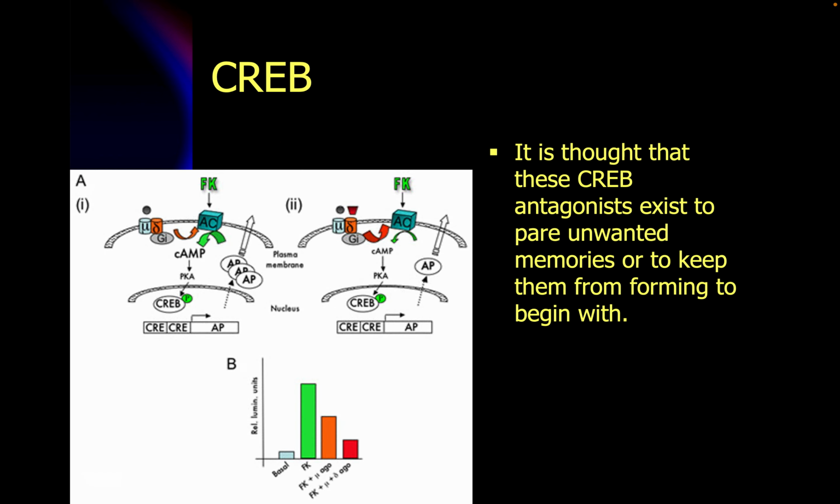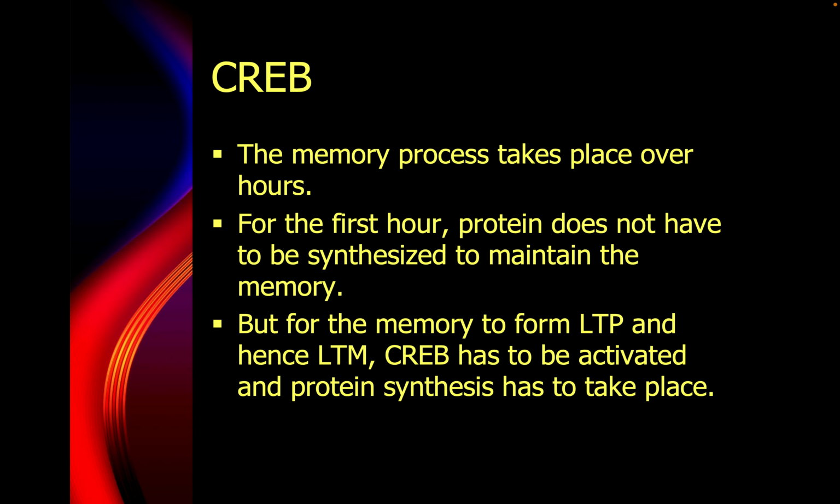It is thought that these Krebs antagonists exist to impair unwanted memories or to keep them from forming to begin with. And this is what trauma is all about. If we have a traumatic situation that we don't want to remember, this is why we have this mechanism to block our memory.